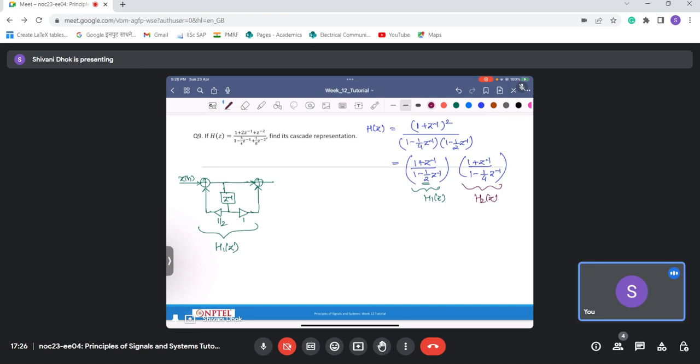So this gets added, a unit delay factor, then I have a 1/4 factor here, now this is unit amplitude and it gets added, something like this. So this is my y(n), and this is my H2(z), and this is known as the cascade form.